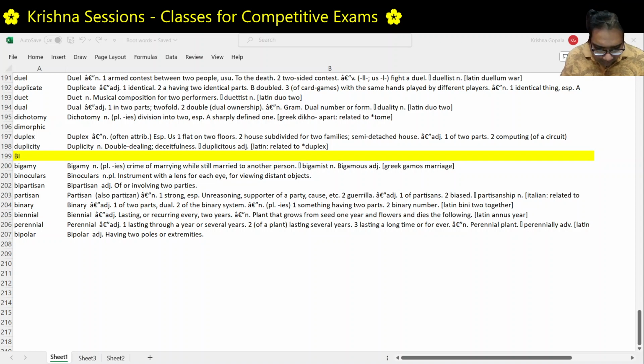Then bipolar. Bipolar has two meanings. Bipolar magnets are bipolars. Every magnet will have both a north pole and a south pole. That is bipolar. That is one thing. In medical terminology, bipolar is used for bipolar disorder. Bipolar disorder is a kind of high intensity depression. That is bipolar.